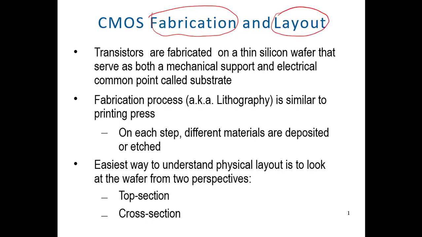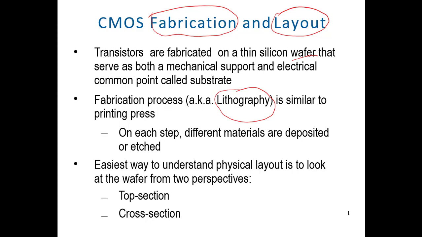So what is fabrication? Fabrication is basically the physical manufacturing of transistors and all your circuit on the silicon wafer. The wafer is both a mechanical and electrical support for your whole integrated circuit. The process by which this is done is called lithography or photolithography. We will see in the upcoming slide how the circuit is transformed onto the silicon.